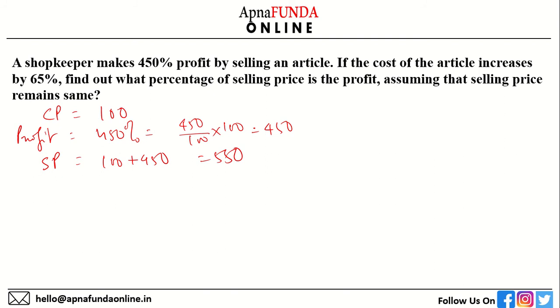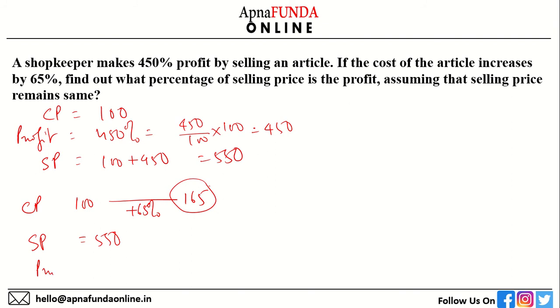Now the second part says the cost of the article increases by 65%. So now cost price from 100, there is an increase of 65%. So it has become 165. Correct. Now cost price is 165. However, the selling price remains the same, which is 550.